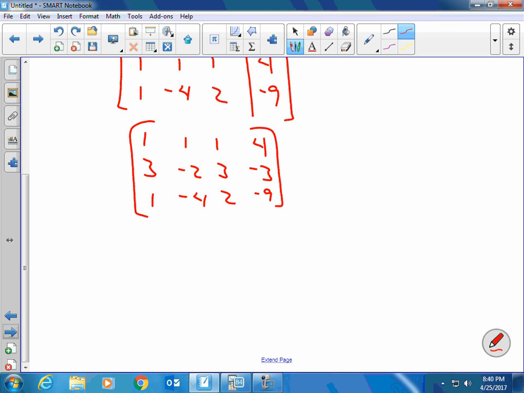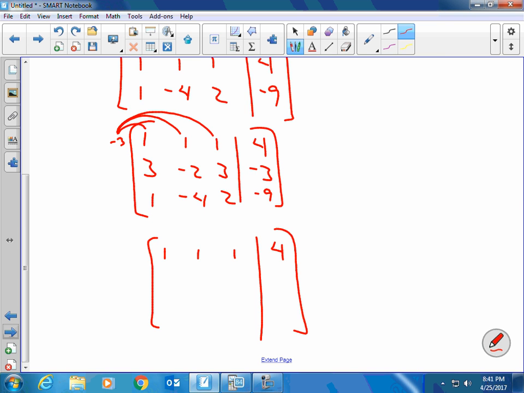Step 2, make the 3 a 0. How did we do that? We multiplied the first row by something to get them to cancel. Rewrite the first row. I'm going to multiply the first row by a negative 3 and do every entry by negative 3. Okay, I'm going to leave the bottom row alone for right now.